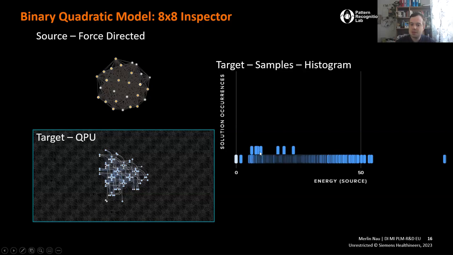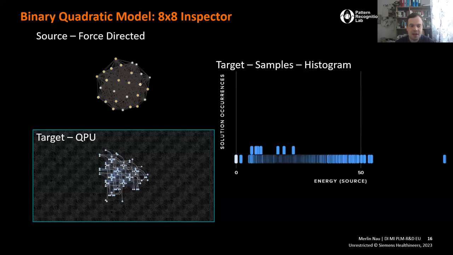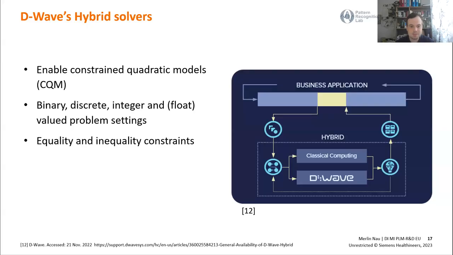So already when we go to an image size of 8x8, we can see that the solution occurrences associated with energy don't really point to a particular solution. We don't see that there are more occurrences happening for the solution which is associated with the lowest energy, which has been the case for the 4x4 image. So we could reconstruct 4x4 images, that was no problem, but 4x4 images are really, really small, and you cannot really take any information from that.